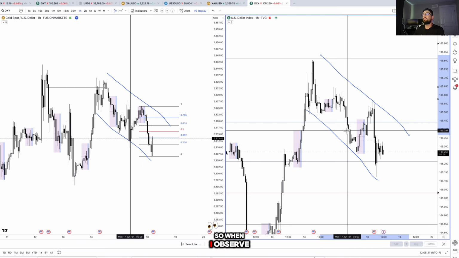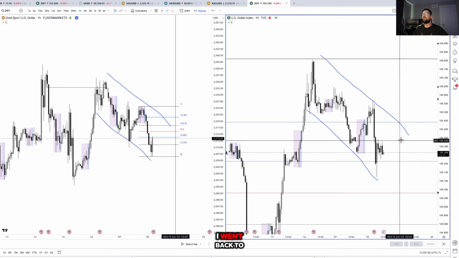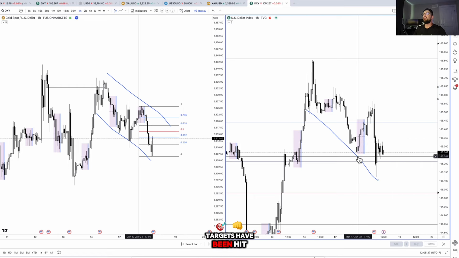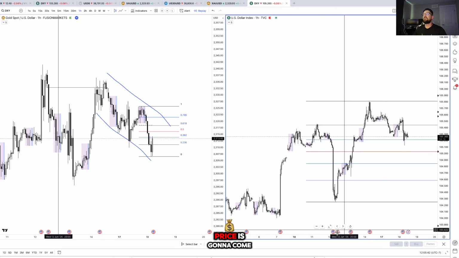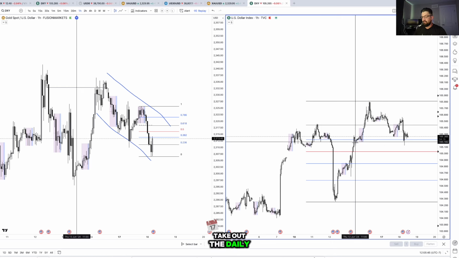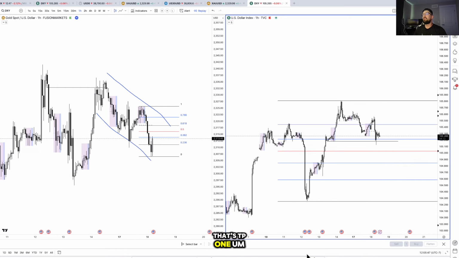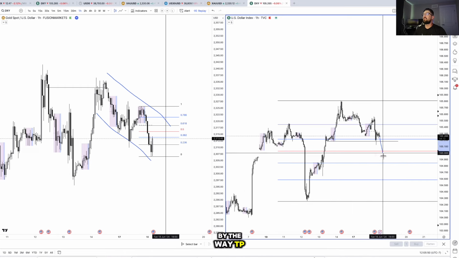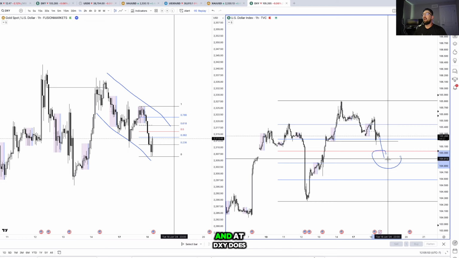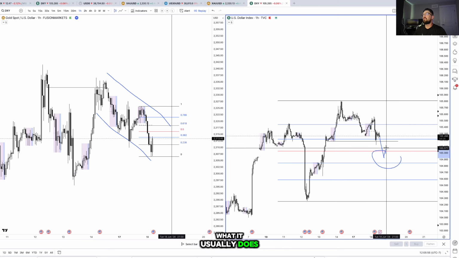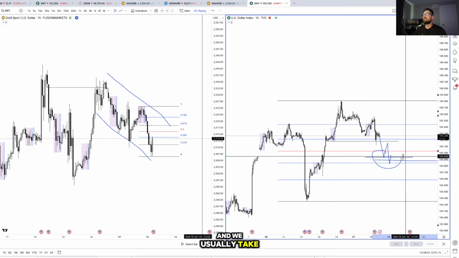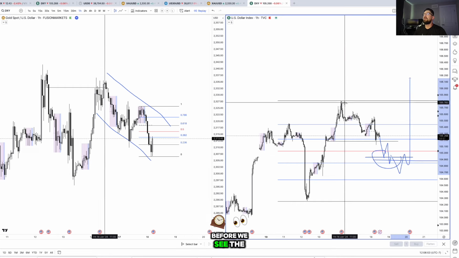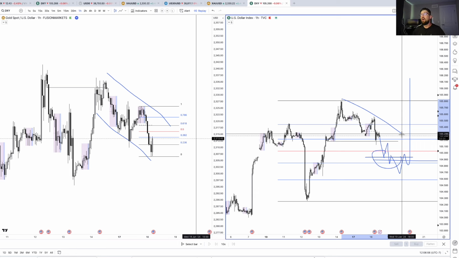So when I observed this on the DXY, I went back to seeing if my DXY targets have been hit. So we took out a weekly. At the bare minimum, price is going to come take out the daily. So that's TP1. This is current price, by the way. TP2's rebalance this range. And if DXY does what it usually does, it'll go up, induce people, sweep people, maybe once or twice. And it'll usually take this low out 2-3 times before we see the liquidity get taken out. That's just how price moves on the DXY.